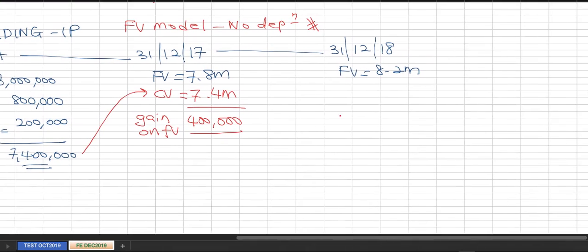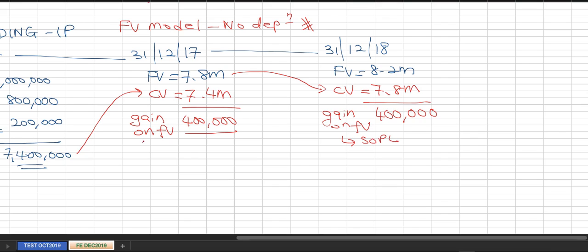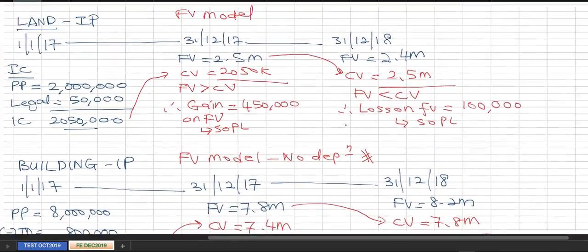Next, move on. This is fair value. We will carry as a carrying value on 31st December 18, 7.8 million. So the difference is 400,000. So fair value is more, therefore this is also gain on fair value. So this one goes into SOPL. This one also goes into SOPL. Okay, so we have done the draft here.